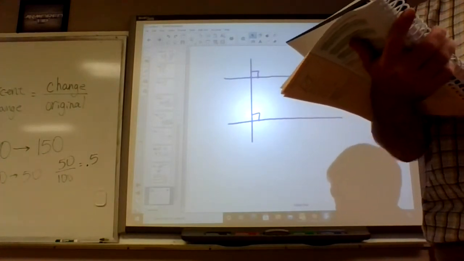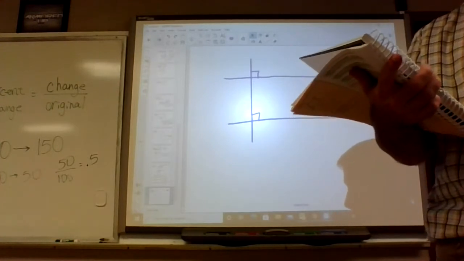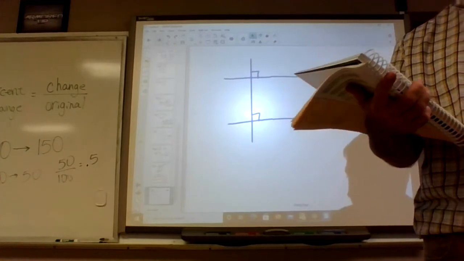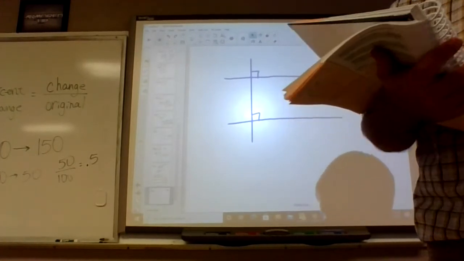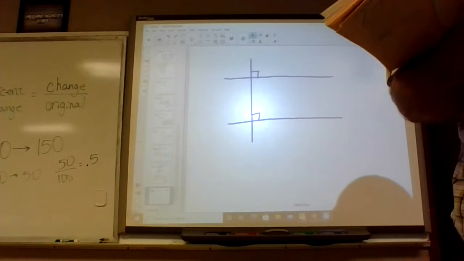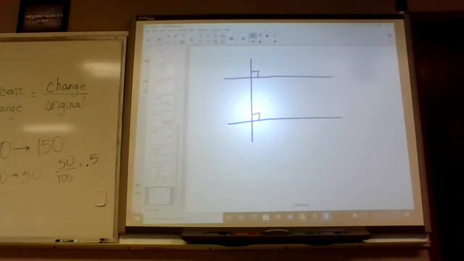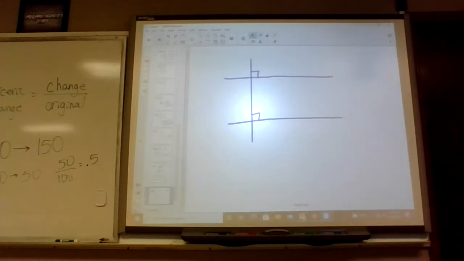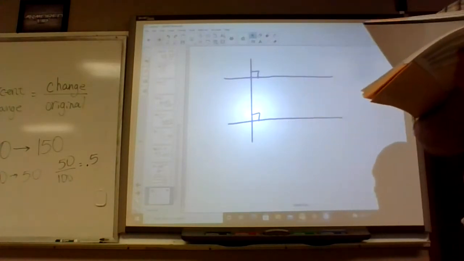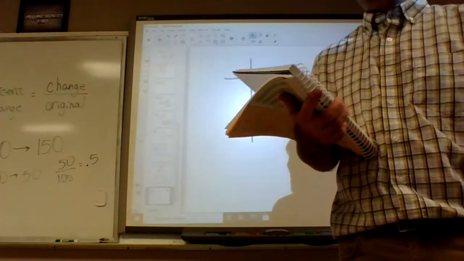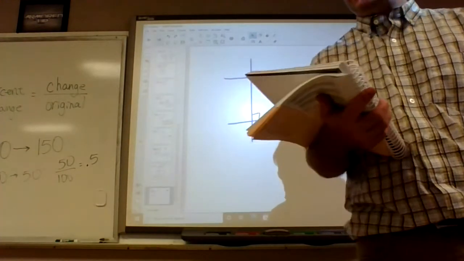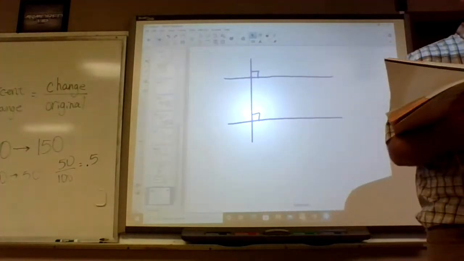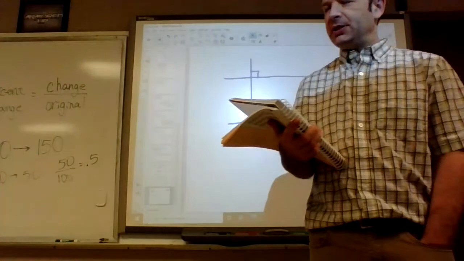Number 5, do we know AC and CD are perpendicular? Perpendicular means 90-degree angles. Do we know for sure? It looks like it might be, but do we know? No, we don't. So what are we gonna put? CBD. We don't know whether it's true or false. It could be 90, could be something else, so it's CBD. Cannot be determined.